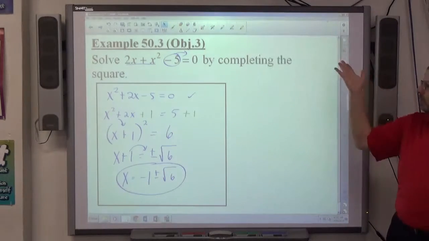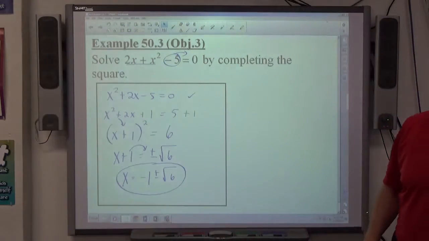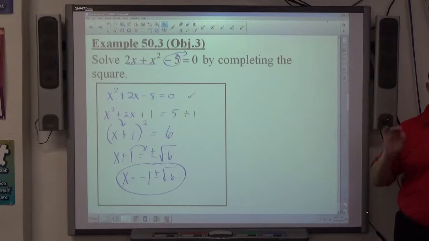All right. So, and that's, again, will work 100% of the time. Anytime it says solve and it's quadratic, x to the 2nd power, this works 100% of the time. Every single problem.